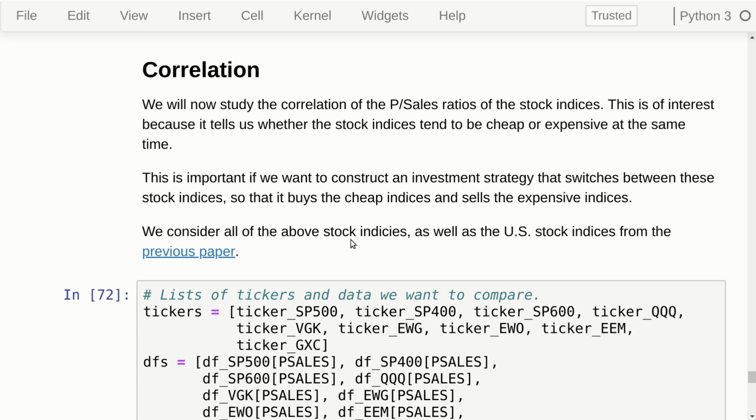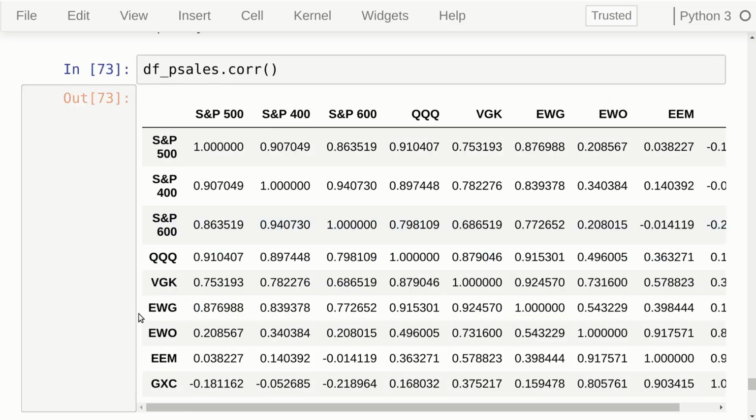So now we will study the correlation, and we will just take all of the indices, both the American ones and the international ones, even the ones for Asia and emerging markets, which didn't fit the forecasting model very well. And we have this table here of the correlation coefficients. And remember that a coefficient of 1 means that it's a perfect correlation, so that the price to sales ratio is always high or low at the same time. And of course, the S&P 500 has a perfect correlation with itself, and the S&P 400 has a perfect correlation with itself, and so on.